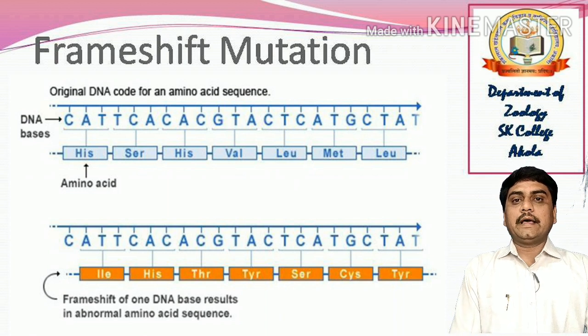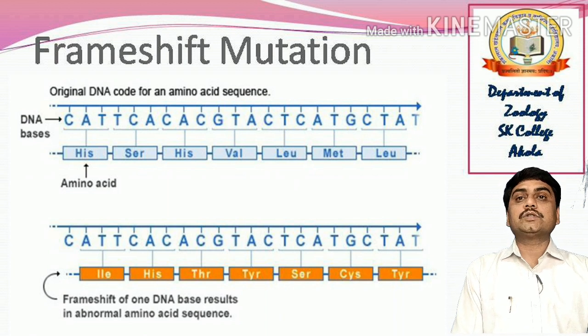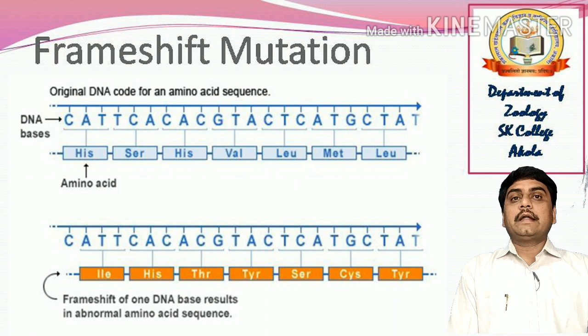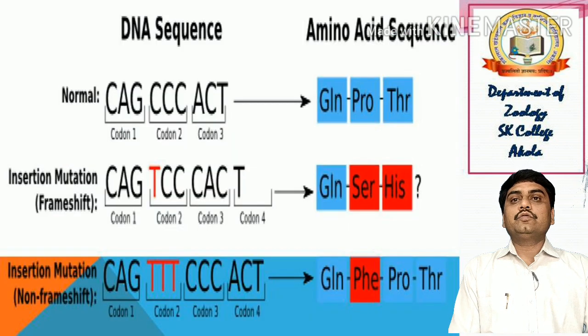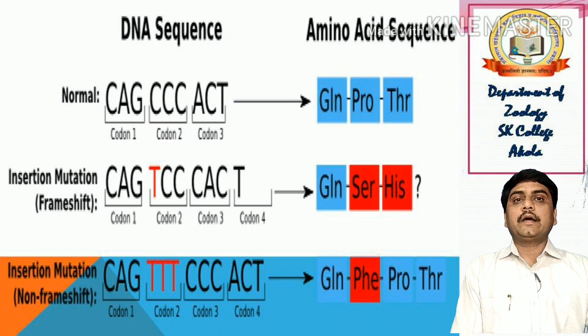Yes, the tyrosine gets replaced. So this will cause changes in the amino acid sequence. The frameshift of one DNA base will result in abnormal amino acid sequences, which is caused due to the frameshift type of mutation. Another diagram I want to show you is the DNA sequence and amino acid sequence.